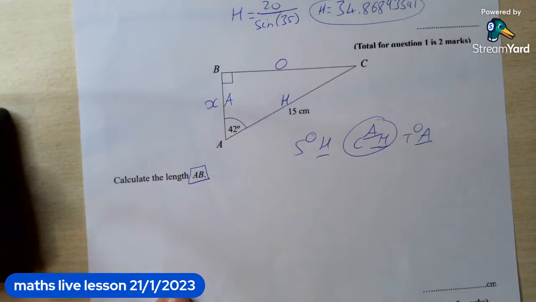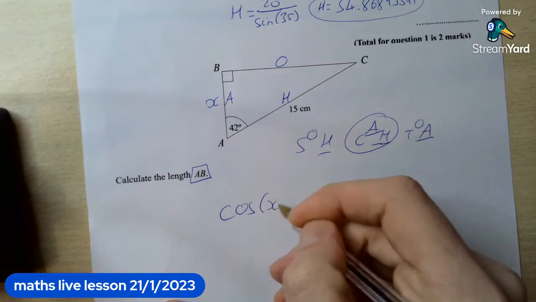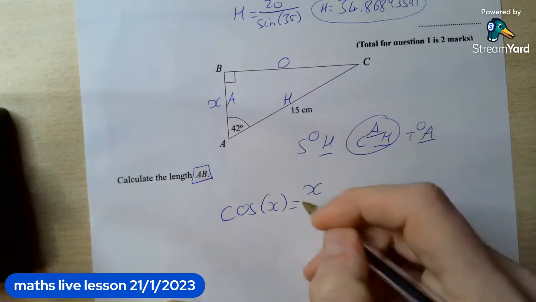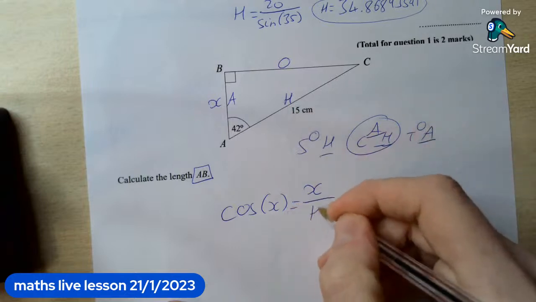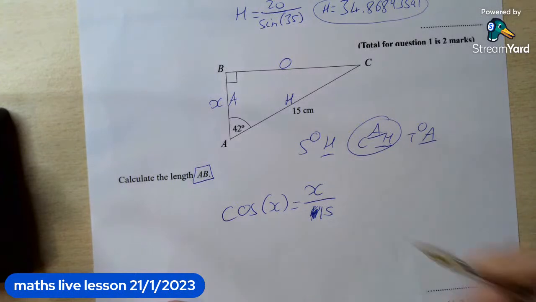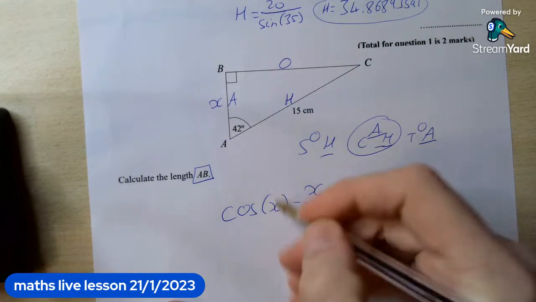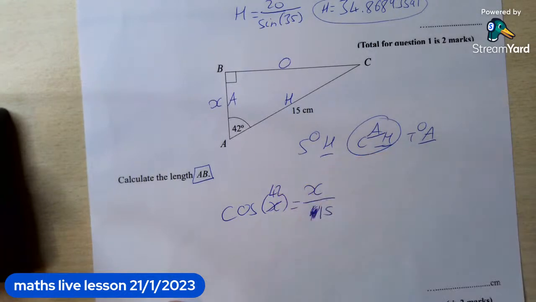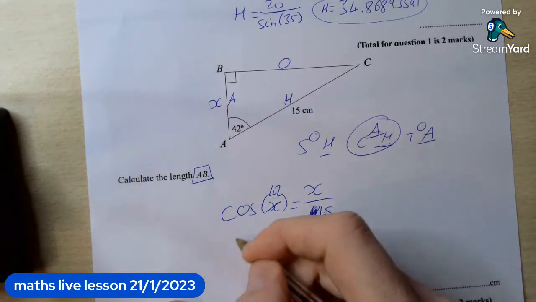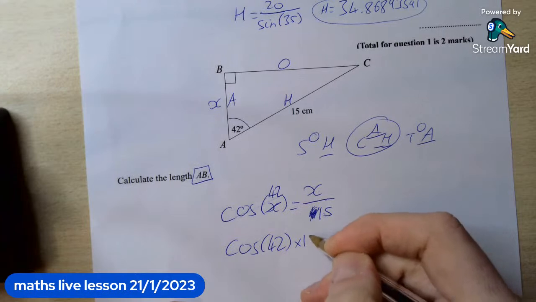So we're using cos, or cosine. Cos of the angle equals our adjacent side, which we don't know and want to find. So that's X over the hypotenuse, which is 15. X divided by 15 equals this. I forgot to put 42 there, my bad. We are going to do cos 42 multiplied by 15.